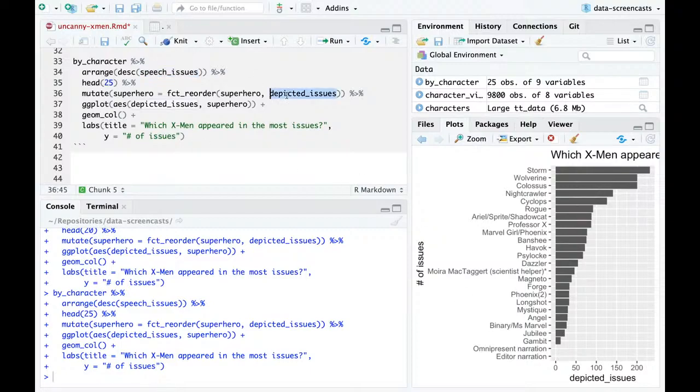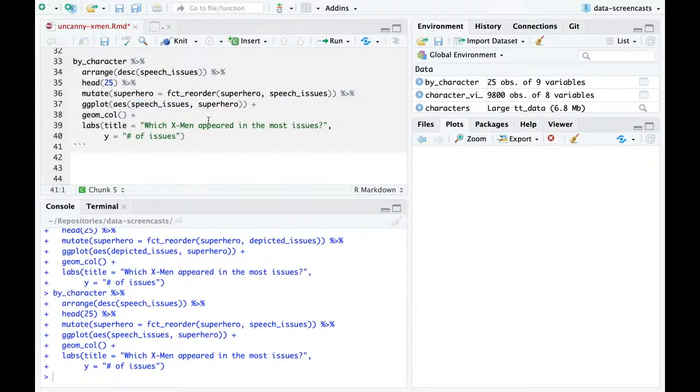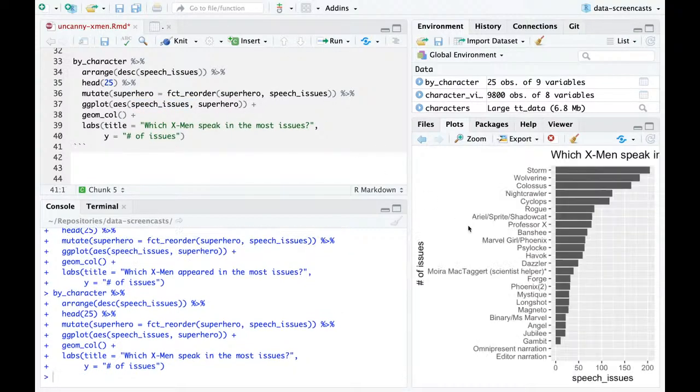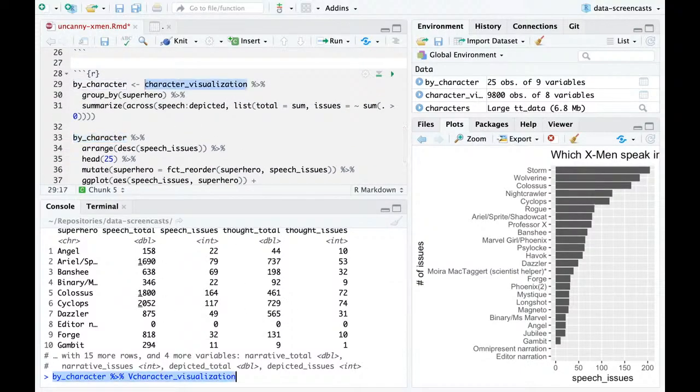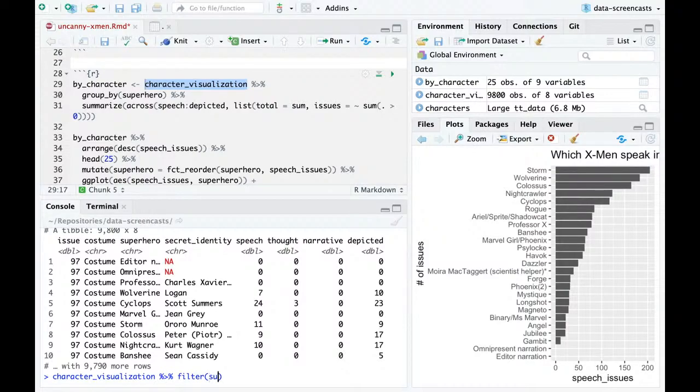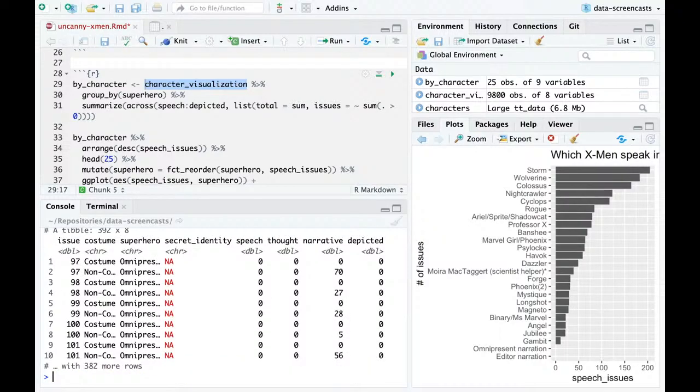I'm going to actually change it to speech issues again. Speech issues by character. Why does editor narration have 0 issues in which they speak anything? That doesn't feel right at all. Where is the filter? Superhero is omnipresent narration. Oh, they're narrative, not speech. Okay. I don't think that's all that useful, so I'll just filter them out.